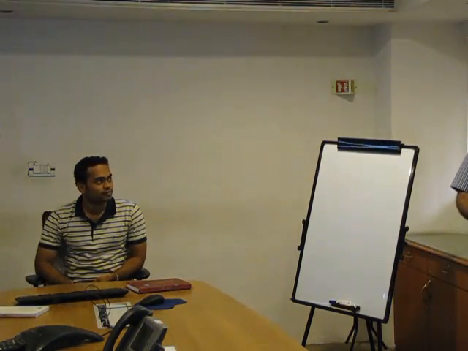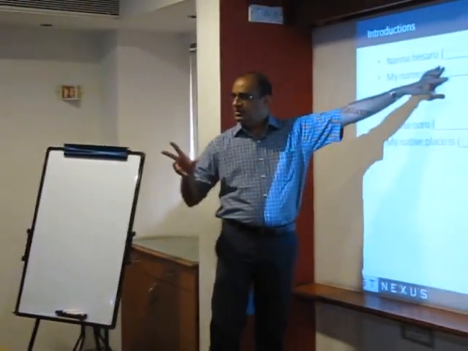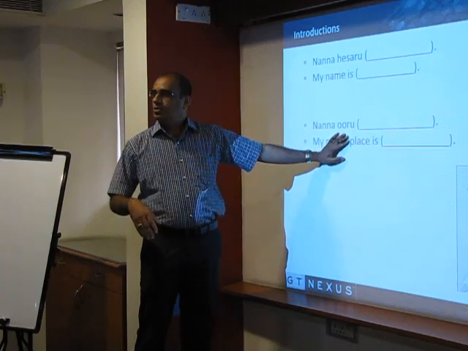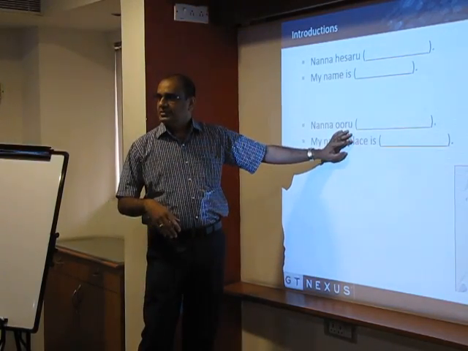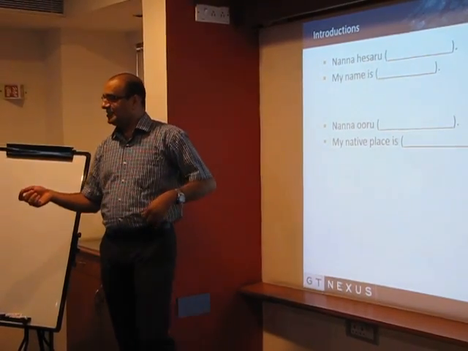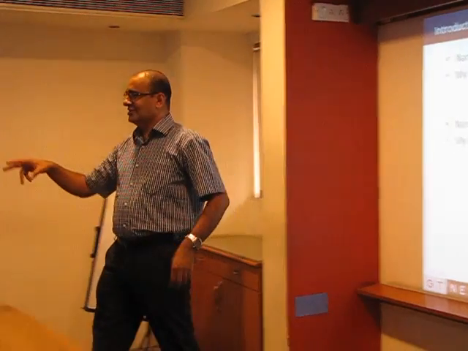Okay? The first one is Nanna Hesaru Navina. Simple, three words. Next, Nanna Uru Mysore. It means my native place is Mysore. So these are the two common things that you will get to know whenever you meet somebody. You introduce yourself with Hesaru, and then they will ask, hey, where are you from? So you can say Nanna Uru Mysore. Or Nanna place Mysore, no problem.